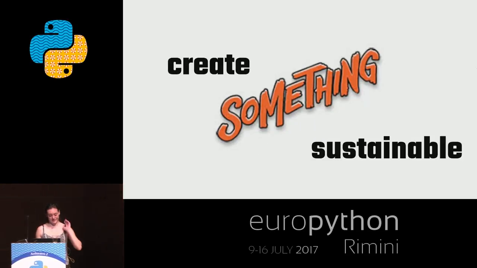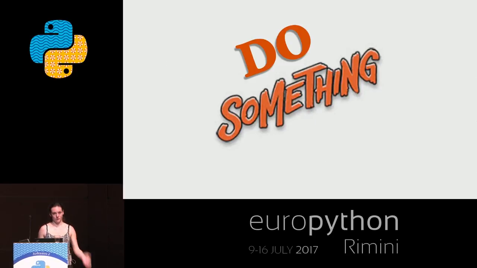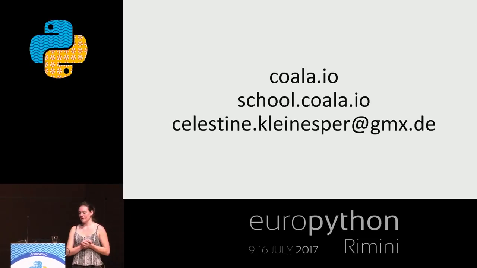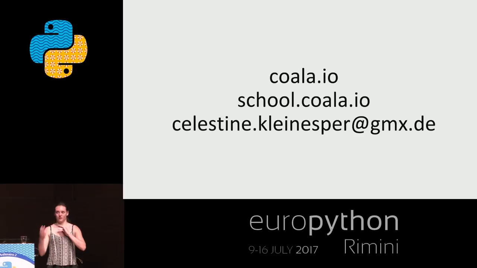We need to create something sustainable with education and coding together, and we just have to do something and get out of a comfort zone. So check out the Koala website, the Koala School, which are the microbit projects I earlier talked about. And if you have an idea or feedback, how it made you feel, just write me. That's my mail address, and thank you very much.